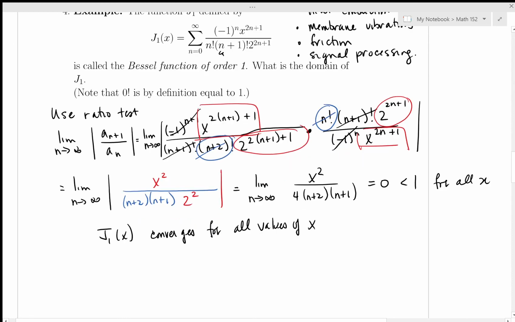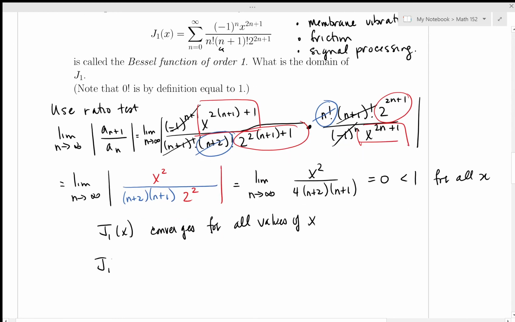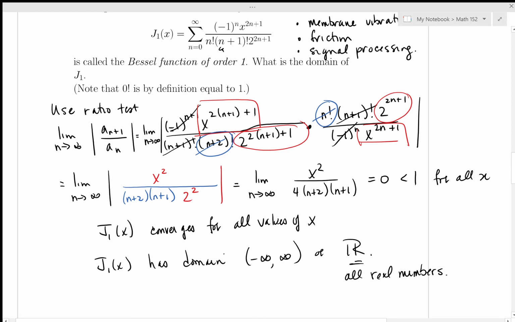Okay, so then we would say J1 of x has domain minus infinity to infinity, or all real numbers. So it converges.